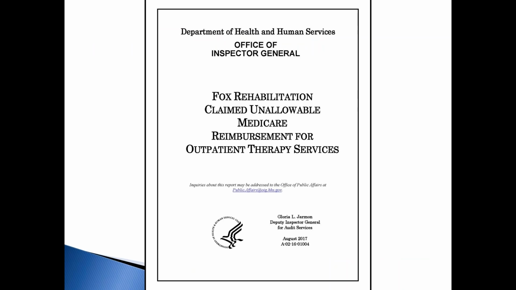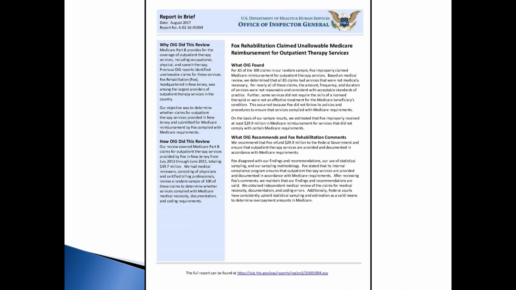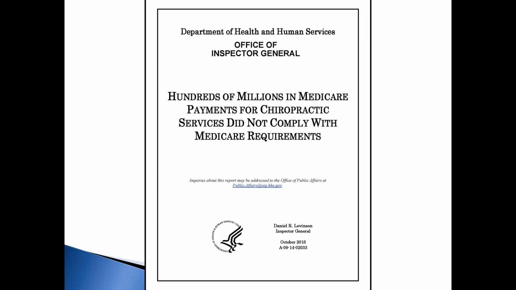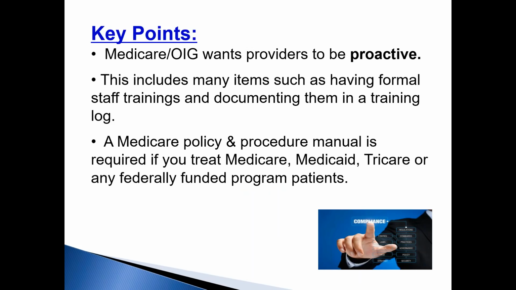Here's one OIG report that was on this physical therapy office. I think they were in New Jersey, and the OIG found that they billed incorrectly, and they had to refund $29 million, according to the OIG report. Here's one on chiropractic that stated we billed for maintenance care as active treatment, and they overpaid us like $300 million. So Medicare wants providers to be proactive.